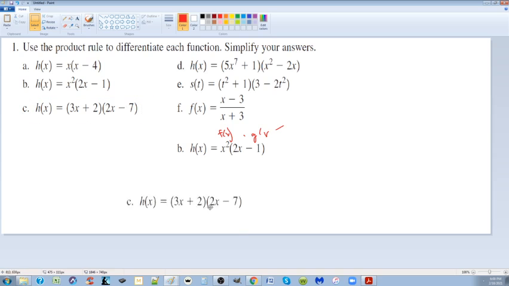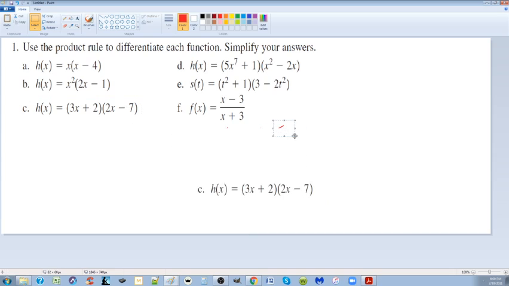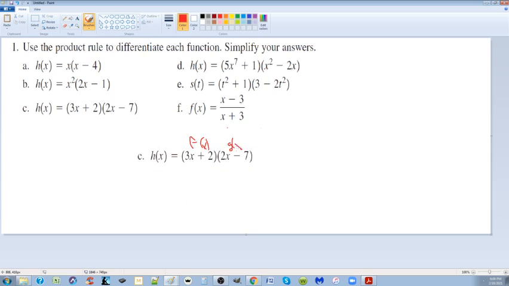Okay, so let's try it the way I just mentioned. I'm going to assign a function to each of these. I'm going to call this one f of x, and this one I'm going to call g of x. On the right, g of x is equal to this function, and f of x is equal to this function. And then I'm going to say f prime and g prime, and I'm going to solve it.